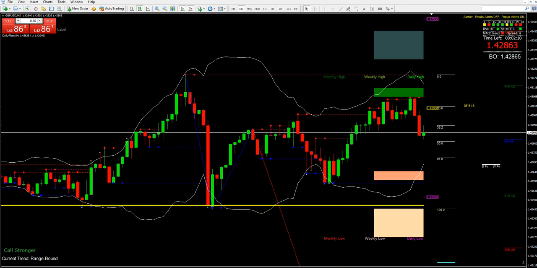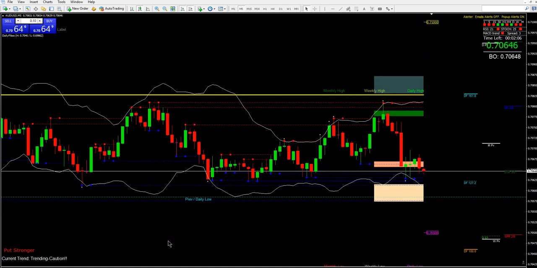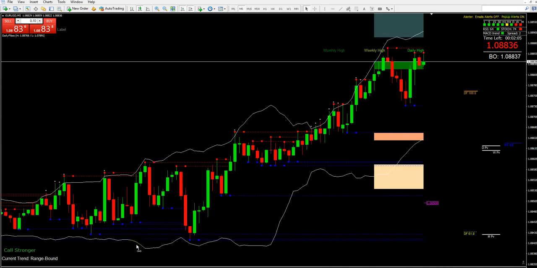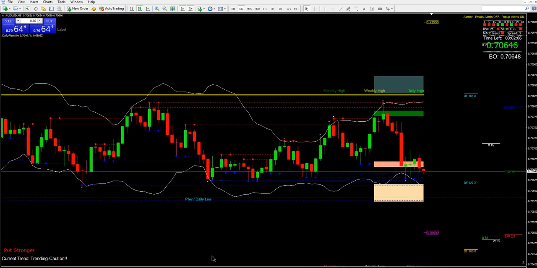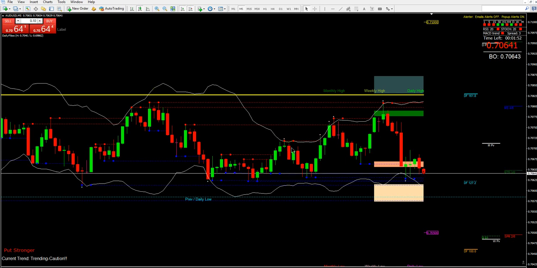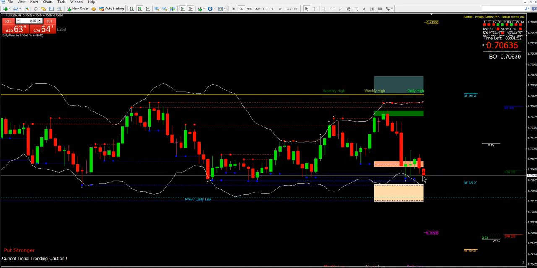Okay, so back to what I was doing. We're going to be taking a look at, I have 4 charts open. They're all the majors. This is cable, euro USD, USD JPY, and AUD USD. Those are the 4 pairs I use. So out of the 4 pairs, AUD USD is looking nice right now. It's staying within a range. It might potentially be breaking out of the range right now, but it's nice and flat.